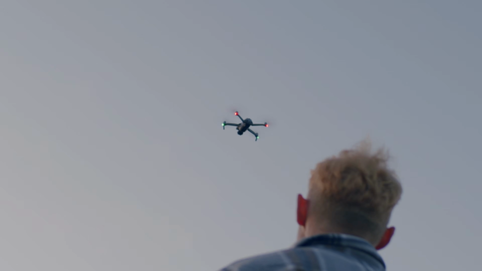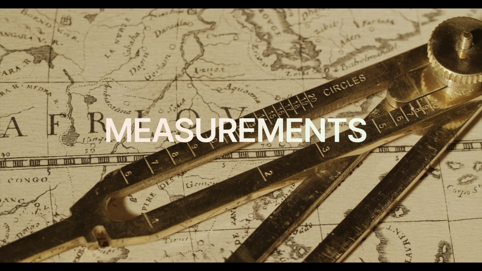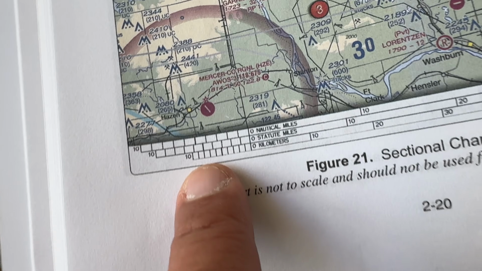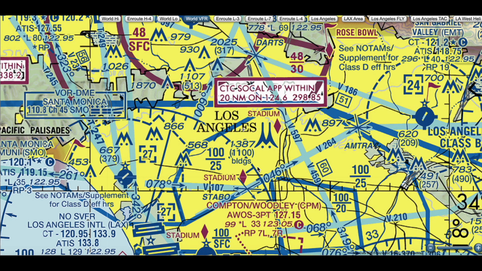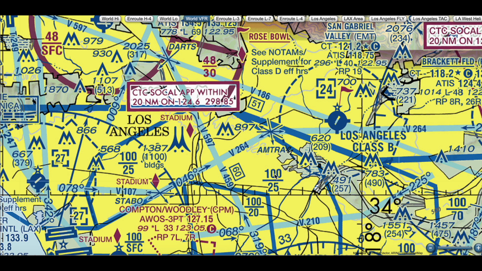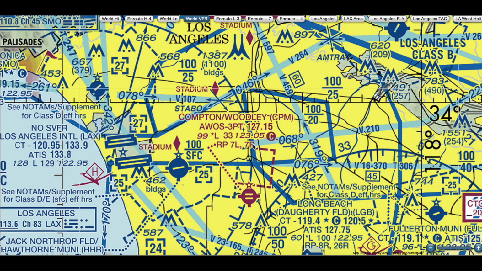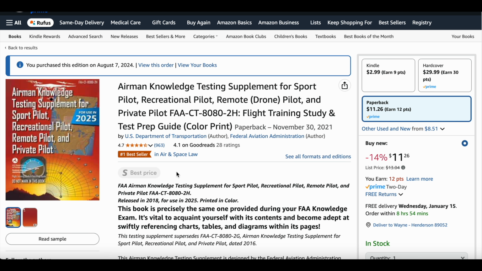Now, a key feature to think about that's typically not discussed in these type of tutorials is the actual scale of a sectional chart, and that is going to be 1 by 500,000. And to put this into layman's terms, what that means is that 1 inch on a sectional chart will equal 6.86 nautical miles.